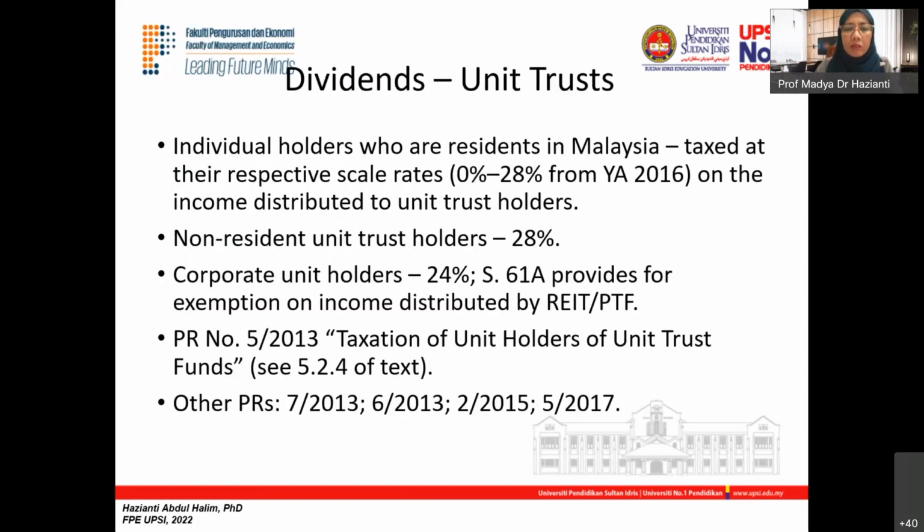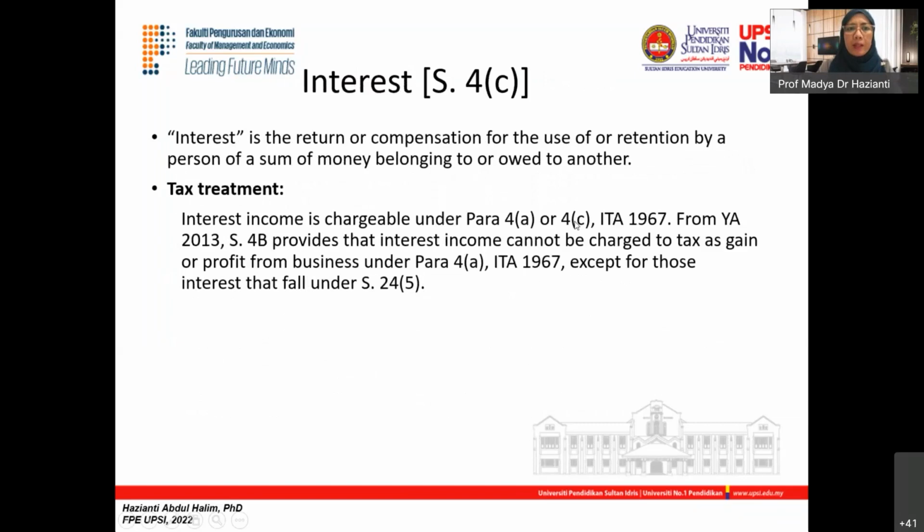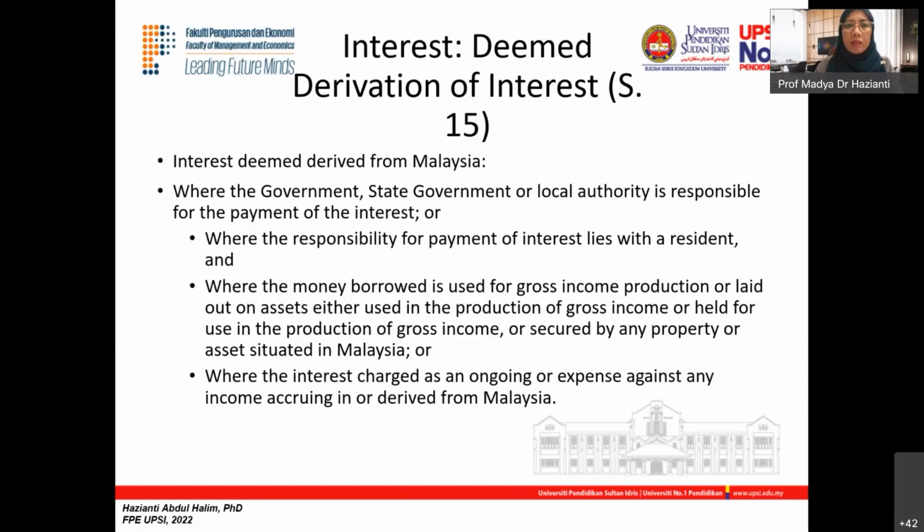Okay, ini pun I've gone through before. Right, this is about the unit trust as well. So also tak ada dividend lah, tak ada tax lah. Alright, interest. Okay, interest is about interest or return that you get from investing or keeping money in a bank. So interest also, whatever interest deemed derived from Malaysia, it is also not taxable.